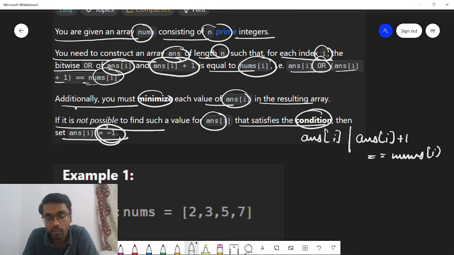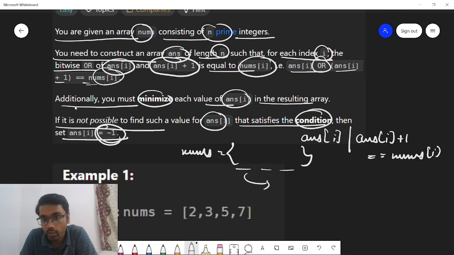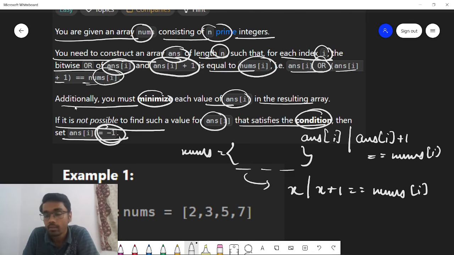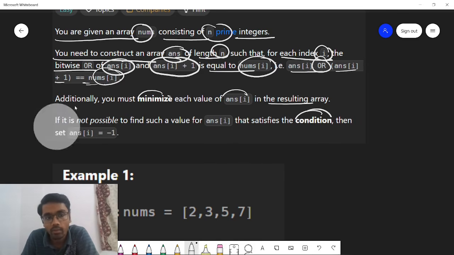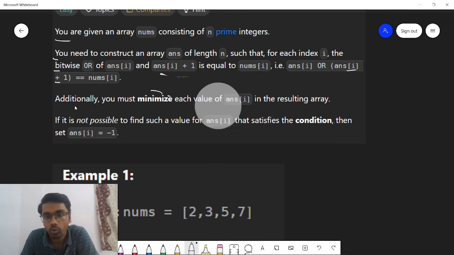The problem is pretty much straightforward. You are given a nums array. For each and every value of the nums array, you need to find one value x, the minimum value x, such that x OR x + 1 should be equal to that nums[i]. So this is what the question is saying. Let us see this first example and try to understand in a better way. Then we will see how we can find a solution out of it.